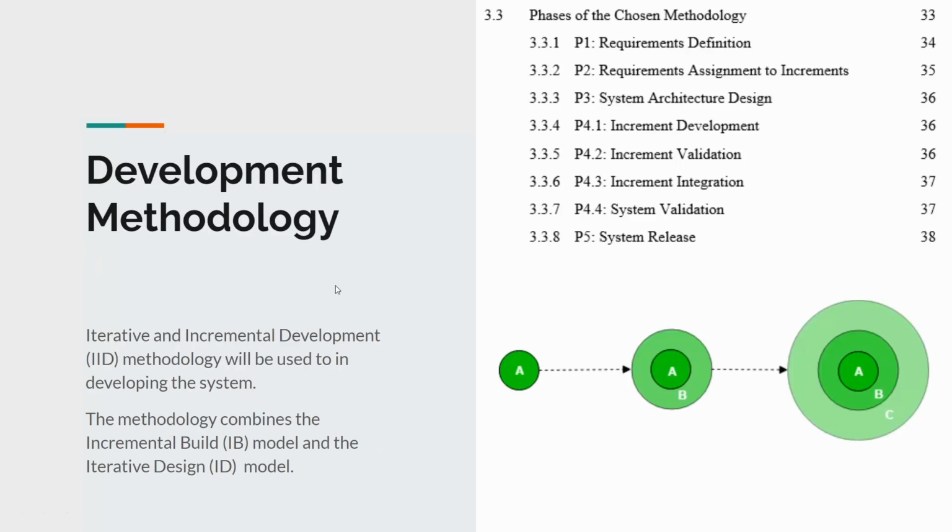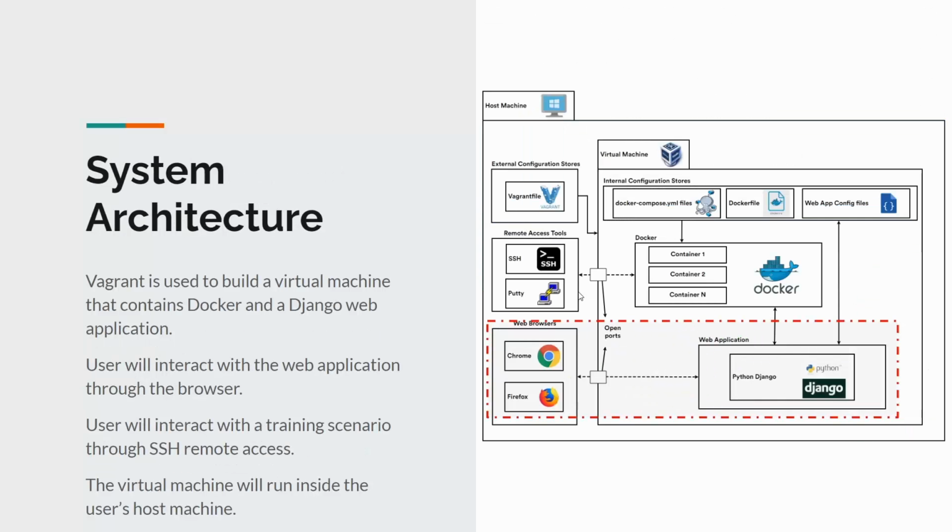For the development methodology, I'm using iterative and incremental development, which is basically building different parts of the system and then integrating them together, increment after increment. In this progress, I've done increment 2, which is now integrated with the previous increment, as shown here.